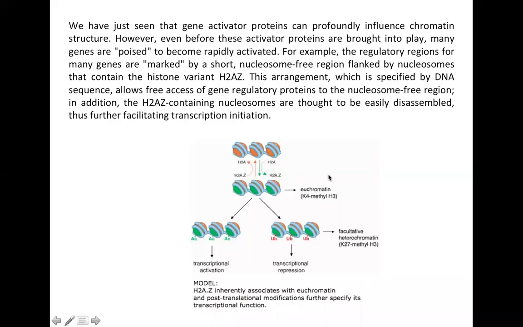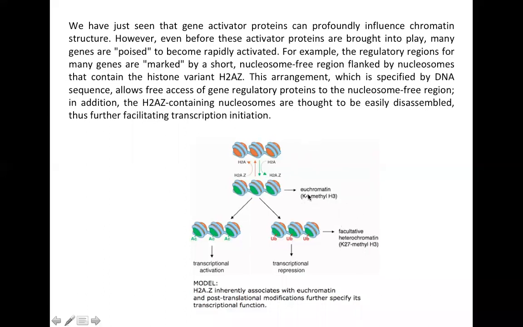And we talked about the two forms of heterochromatin. One is constitutive heterochromatin, which contains those genes which are kept silent for the entire time. And there is facultative heterochromatin, which contains the genes which need to be turned on from time to time. So it keeps switching between these two forms, euchromatin and heterochromatin.